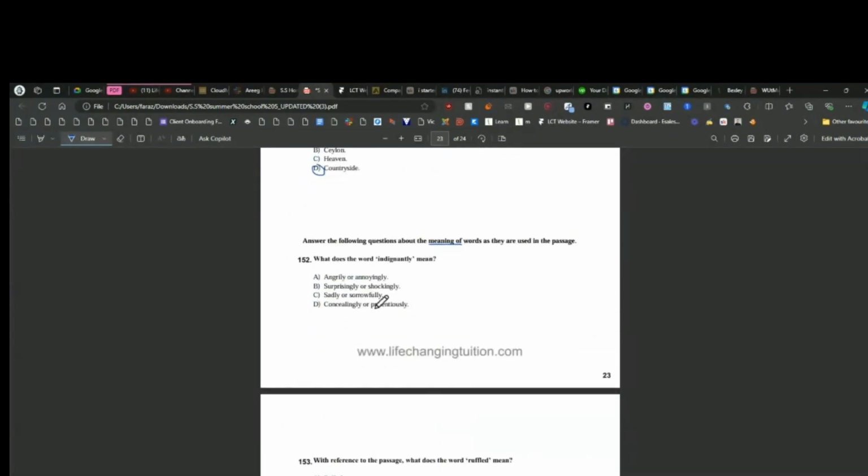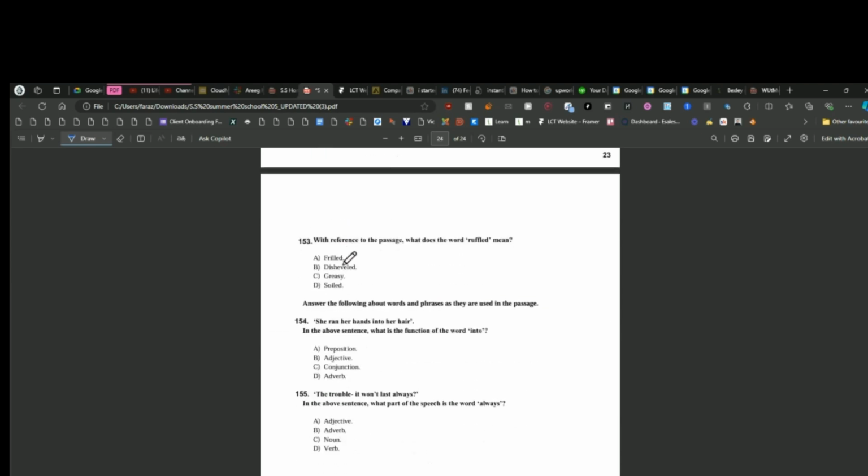Okay, question 152. What does the word indignantly mean? So you can have a look at this in the passage, and that's the best way you can actually decipher it if you don't know what it means. Most of you, some of you might know this phrase of righteous indignation. So indignation is sort of anger, right? Or doing anything indignantly is doing something angrily, right? So that's option A.